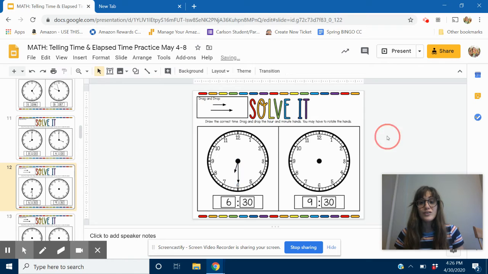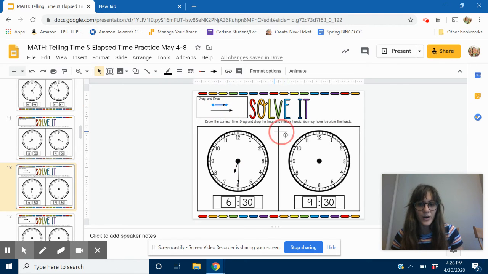Okay. So same concepts go for 9:30. Okay. I'm going to take my hour hand. I'm going to put it in between the 9 and the 10 because we're showing that we are half past 9 o'clock. So it has to be in between, halfway in between the 9 and the 10.